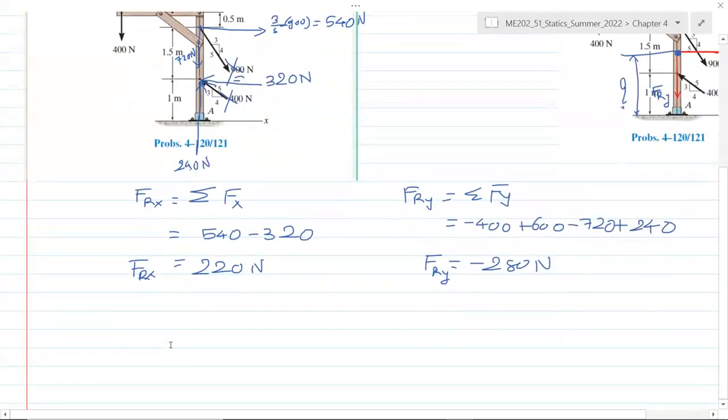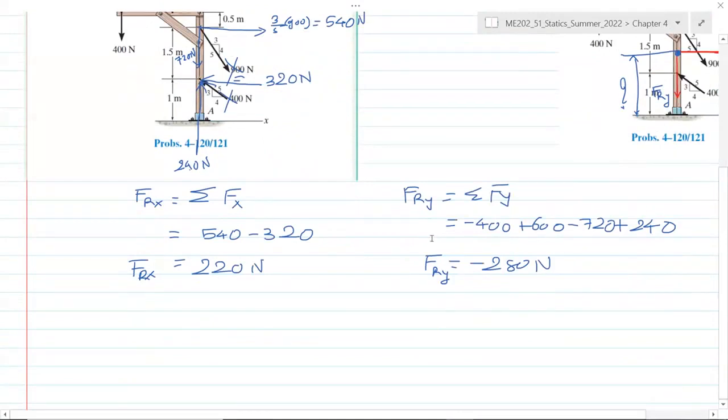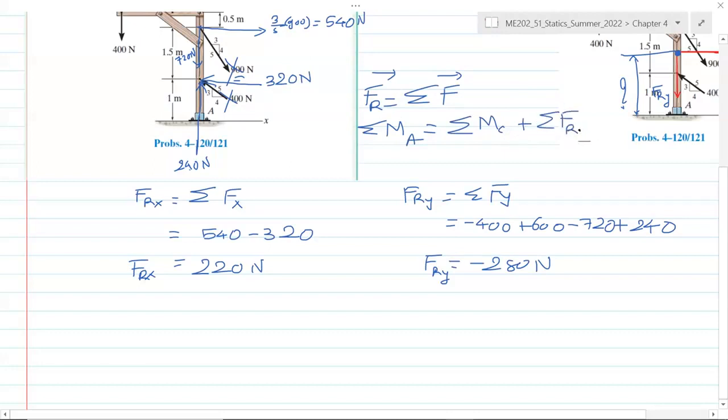But now the question is, where are these forces located along this line AB? For that, these are the equations that we are applying. The sum of forces gives us the resultant force. That's equation number 1. And the second one is the sum of moments about point A, which should be the same as the sum of all the couple moments about point A plus the moment of the resultant force about point A. This should be MR.